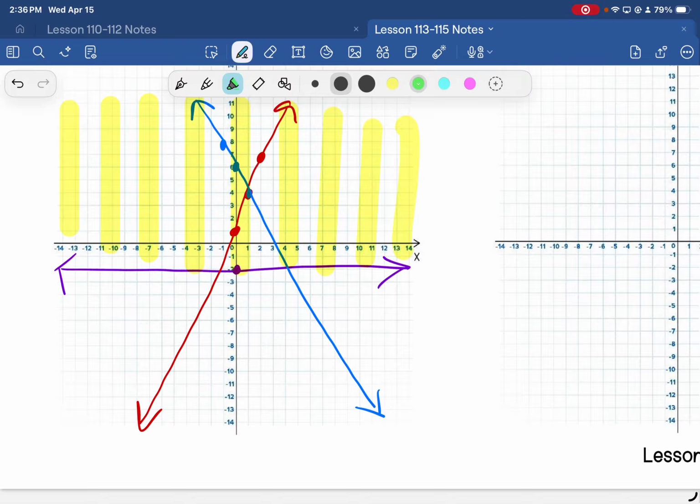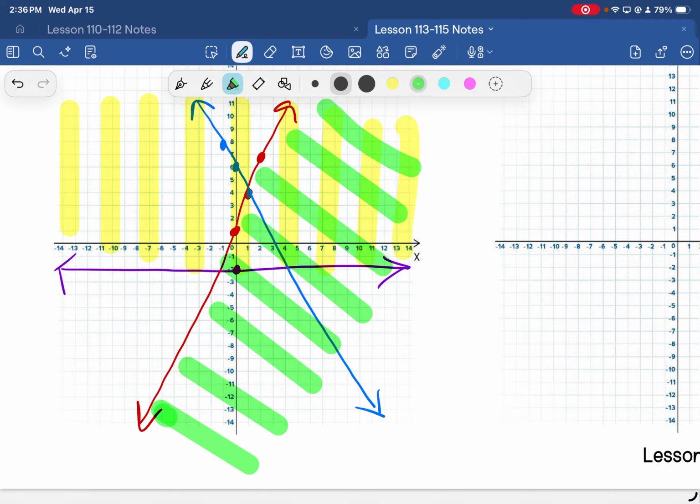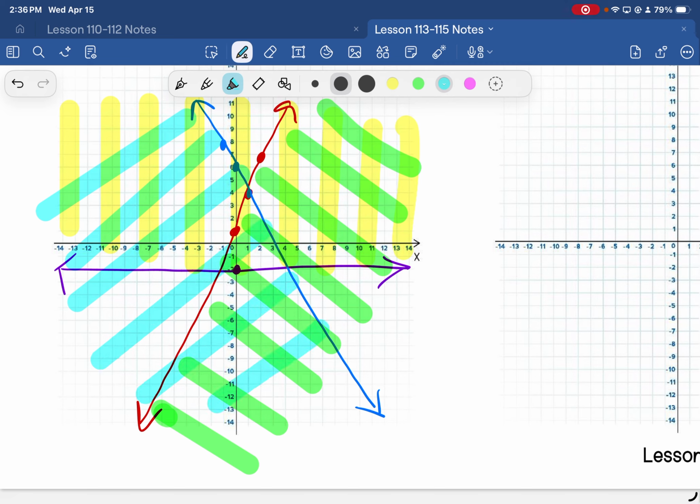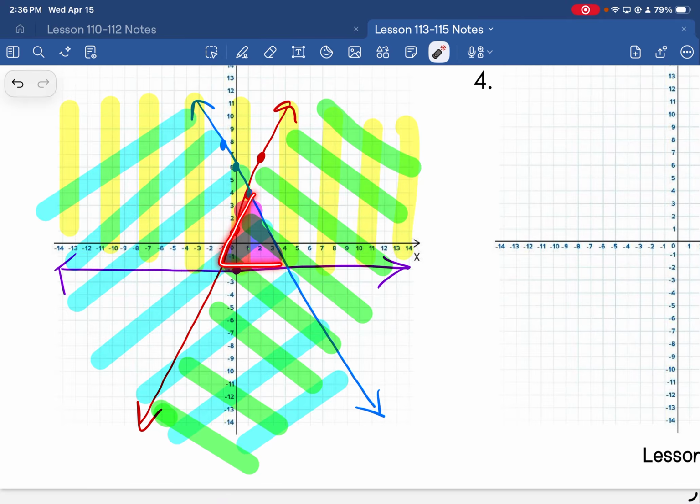And then the next one says y is less than my red line. And then I'll get my blue out. It says that y is smaller than my blue line. And you'll see that my answer is right in this triangle. That's the only spot where all three of them overlap. I need all three colors, the yellow, the green, and the blue, which is that pink triangle smack dab in the middle.